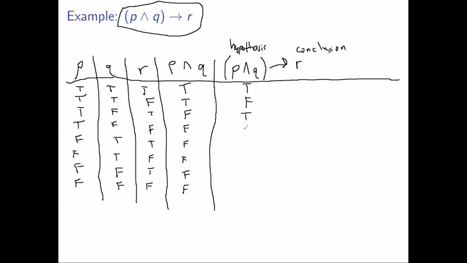And now we can look at the fourth row. In the fourth row, we have P and Q is false and R is false. So again, the hypothesis is false and the conclusion can be anything since the hypothesis is false. So the implication again is true.